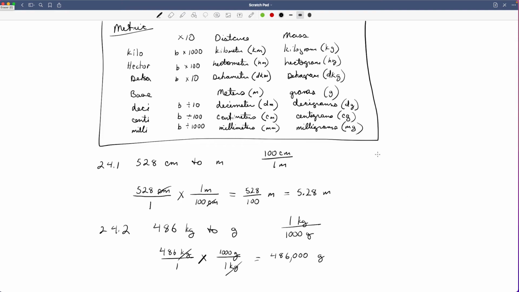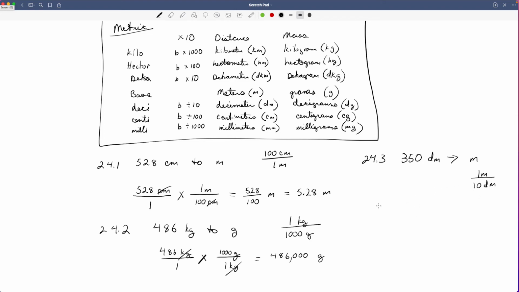We have one more, and I'm just going to go ahead and do it right here. 24.3. We're going to convert 350 decimeters, dm, to meters. All right, so we find our unit of measure. Decimeters, it takes 10 decimeters to equal 1 meter. So let's write that here. 1 meter is equal to 10 decimeters, okay?